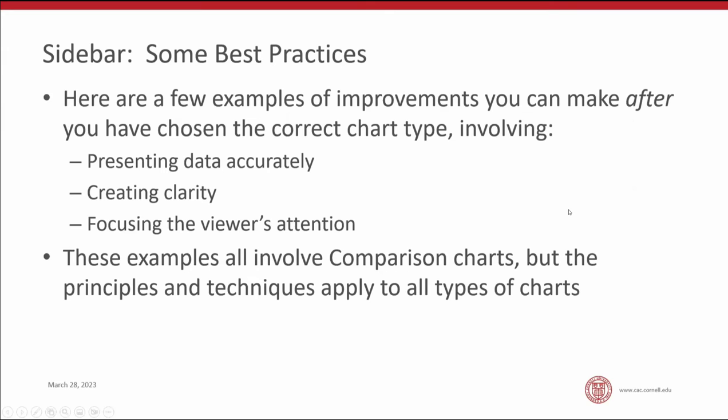So I'm going to take a little break here from telling you about the different categories of charts to talk about some best practices. After you've made your chart, there are some things you can do to make the chart better. I'm breaking this down into three things: presenting your data accurately, creating clarity, or not ruining clarity that may already be in the chart, and then finally focusing the viewer's attention. I'm going to show examples here that are all comparison charts, which is what we've talked about so far, but you could use these same principles and apply them to the other types of charts as well.